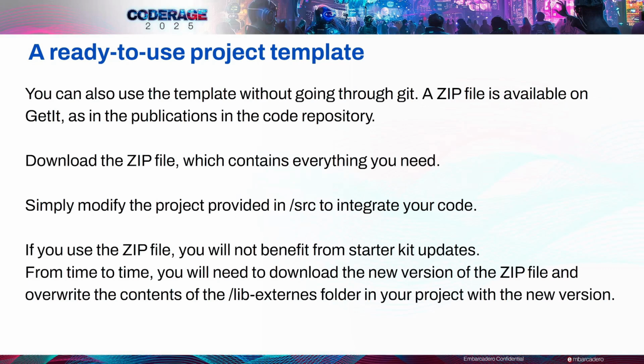You can also use the template or starter kit in zip format. Without bothering with Git, you have a version you can download from the code repository or GetIt. Download it, reproduce the same folder structure, and that's it. All that's left is to configure everything. It should all work on its own without any difficulty.